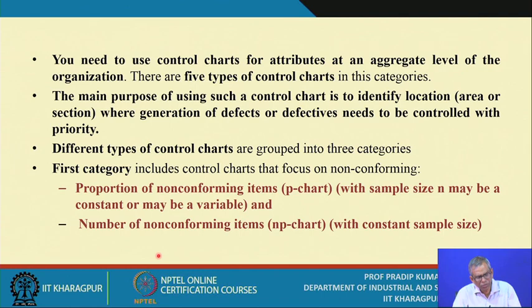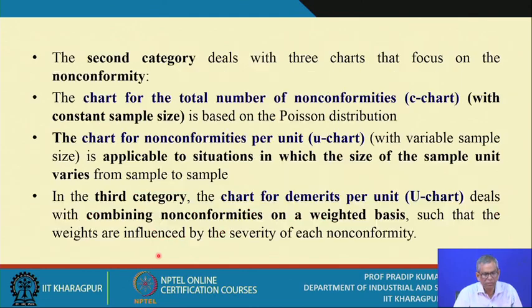One extension of proportion non-conforming is this: sometimes at the operation levels you may face difficulties in calculating this proportion non-conforming. So you say, why don't we use the number of non-conforming items? Is it okay? You don't need to calculate the proportion non-conforming. Of course, in this case, we assume that the sample size is constant across the samples. So this is referred to as the NP chart.